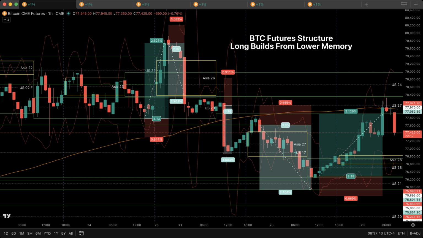Again, the method does not chase the best-looking number. It protects the position where the idea actually fails. If price reaches April 21st U.S. 150% lower extension, the lower memory is no longer holding. The long is wrong. That is the stop.